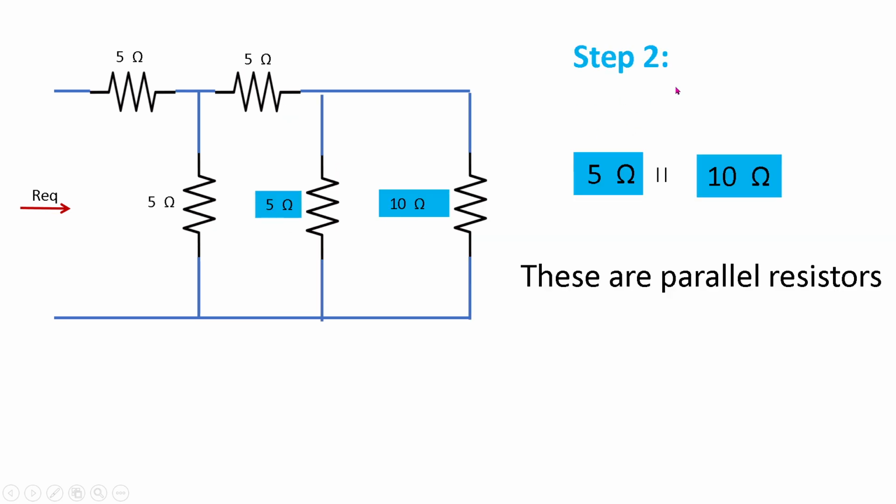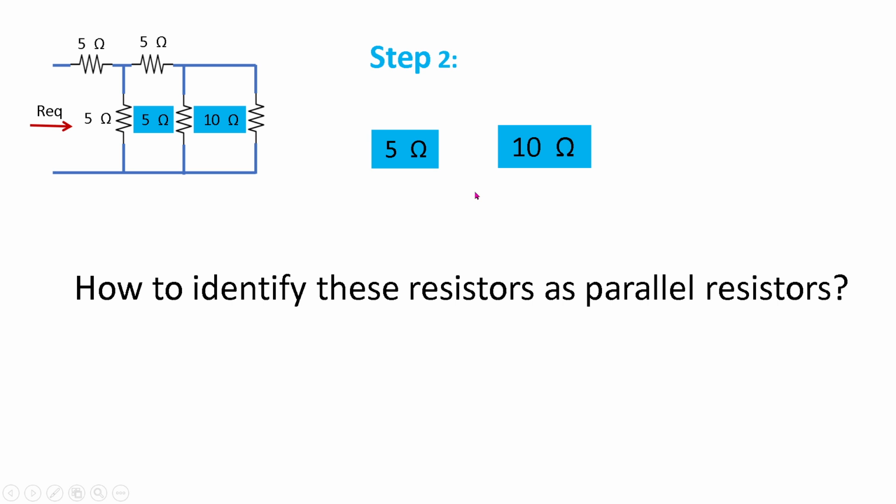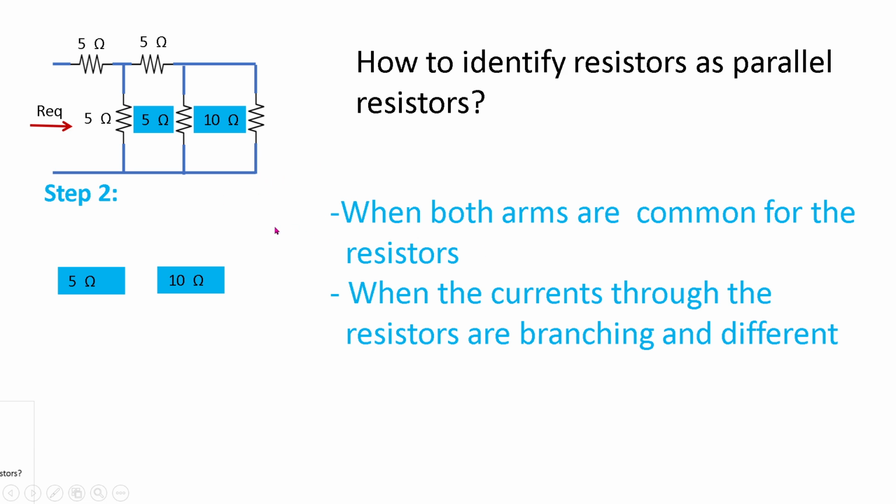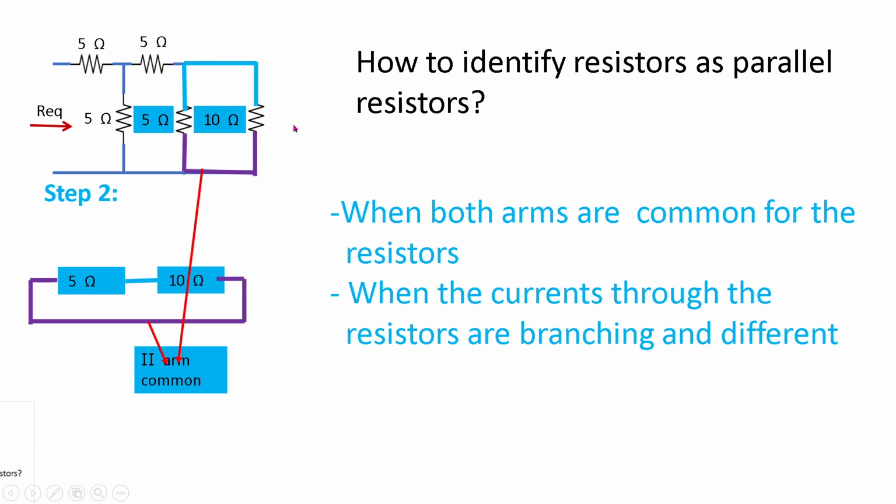Now we are moving on to step 2, in which we have to find the equivalent of these two resistors. This is 5 ohm resistance, this is 10 ohm resistance, and these two are connected in parallel. But how do we say that they are connected in parallel? When you have these resistors in which both arms are common, this is your first arm, and similarly here you have your second arm of these two resistors, they are also having the connectivity. Then we say that they are parallel resistors. Technically speaking, when different currents are flowing through these two resistors, we say that they are parallel resistors.